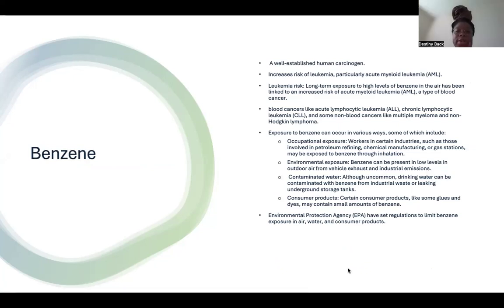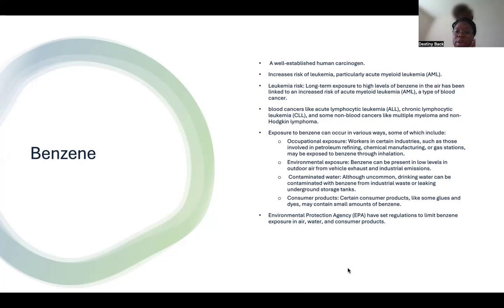Benzene is a well-established human carcinogen. It increases the risk of leukemia, particularly acute myeloid leukemia, or AML. The leukemia risk comes from long-term exposure to high levels of benzene in the air, which has been linked to an increased risk of acute myeloid leukemia, a type of blood cancer. It is also linked to other blood cancers like acute lymphocytic leukemia and chronic lymphocytic leukemia, and some non-blood cancers like multiple myeloma and non-Hodgkin lymphoma.